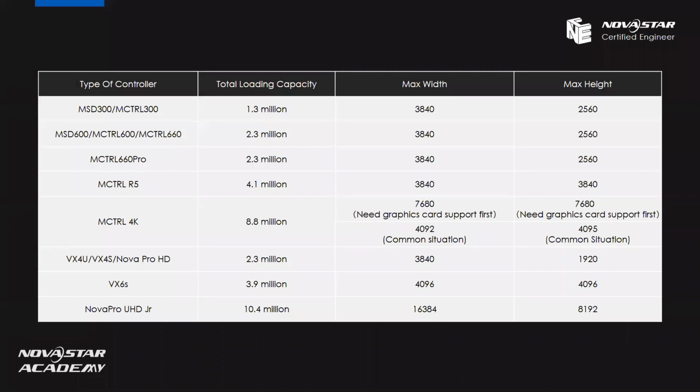But is there any limitation of the resolution? Here we have a comparison form for you to understand the limitation of the resolution. From this chart, we can see these two rows, and I think it is very easy for you to understand. This row is the controller model, and this row is the total loading capacity. I guess maybe you see some old friends. Now let's look at the max width and the max height.